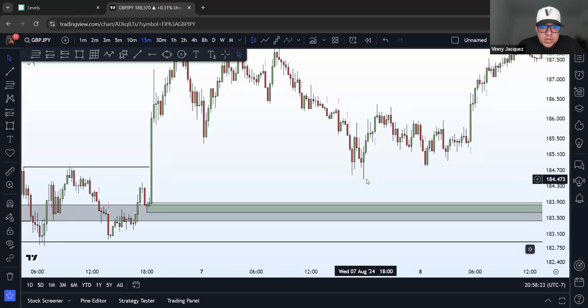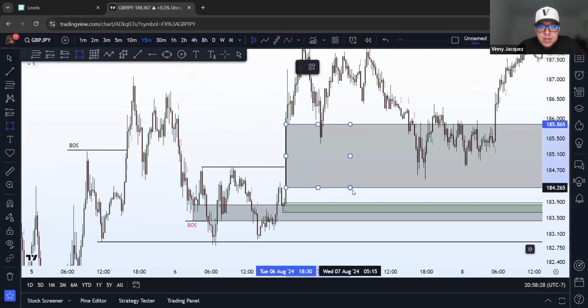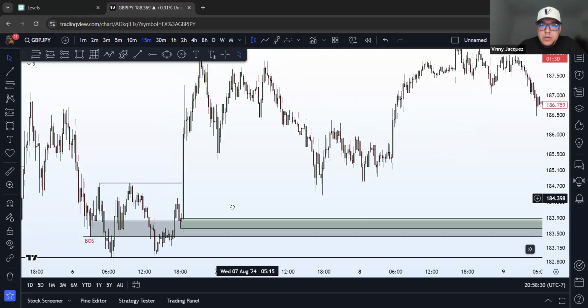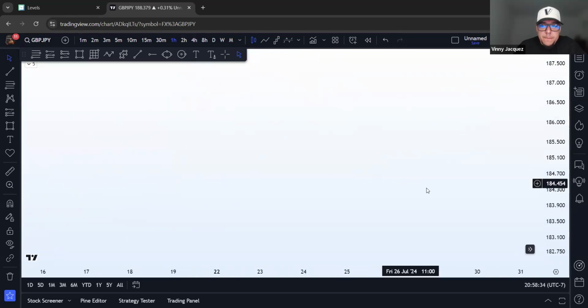Now the market structure missed. We had a huge imbalance. We don't really cover imbalances on levels, but that's a huge imbalance right there. And if we jump up to the, let's see, the 1 hour.